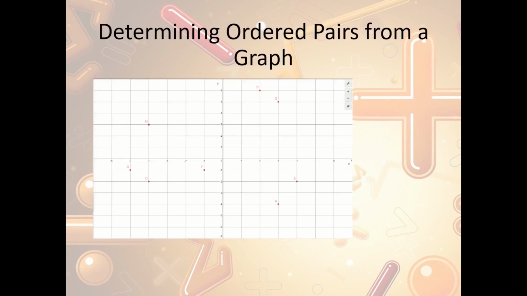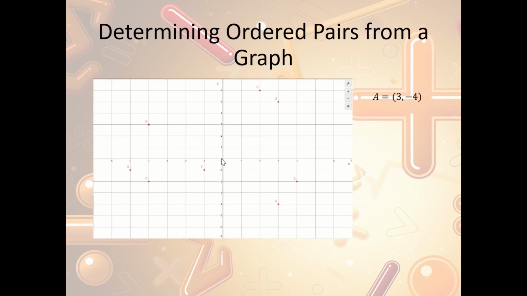Now, part of this is being able to plot the points, but the other part of it is being able to recognize the points once they're already graphed. So in this case, I'm given some points and asked to find where those ordered pairs are. So let's look at A, which is here. Well, I can see that my x value is 1, 2, 3, and my y value is down 1, 2, 3, 4. So it's x equals 3, y equals -4. So that would be my point for point A.